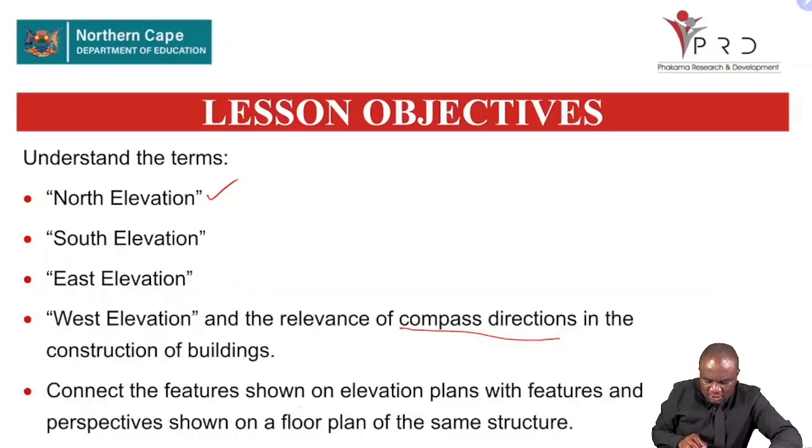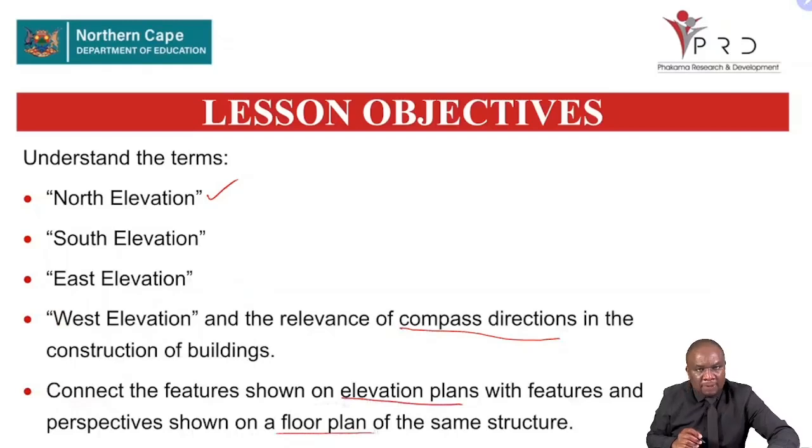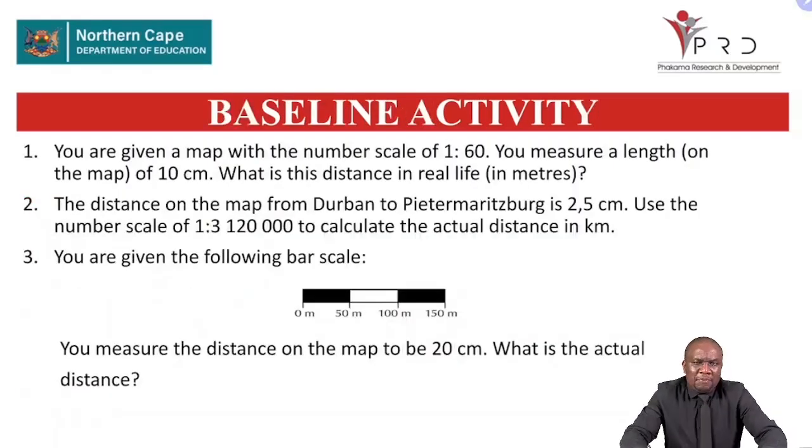And then we're going to connect the features shown on the elevation plans with features and perspectives shown on the floor plan. Like I give you the elevation plan and I give you the floor plan, and then you choose which side or elevation corresponds to the side of the floor plan. That's what we're going to do. Now, before we move any further, grade 12, I want us to do a baseline activity, just to revise the number scale and the bar scale. I want you to start by doing question 1 and question 2. Let's do that in 5 minutes.